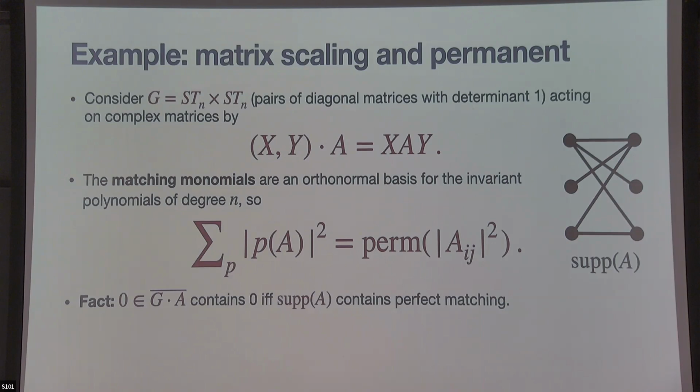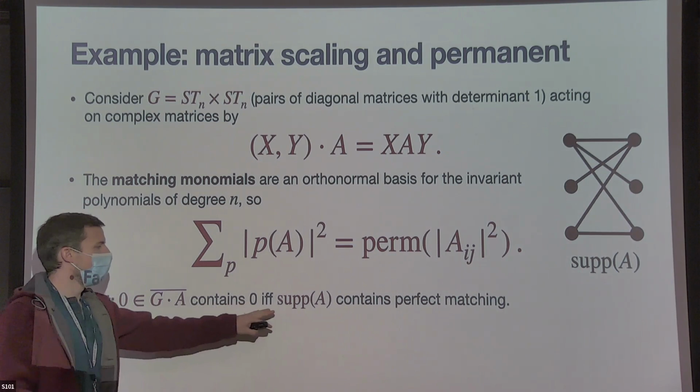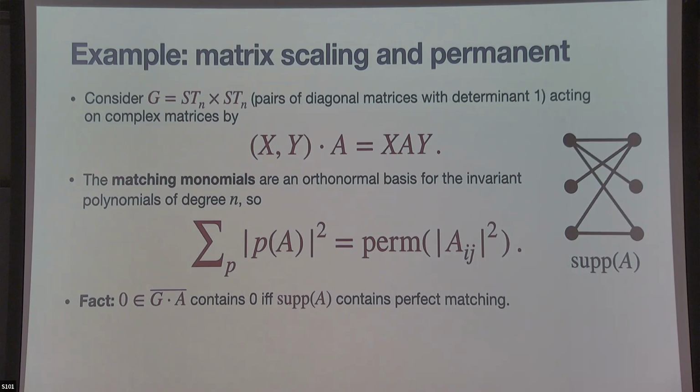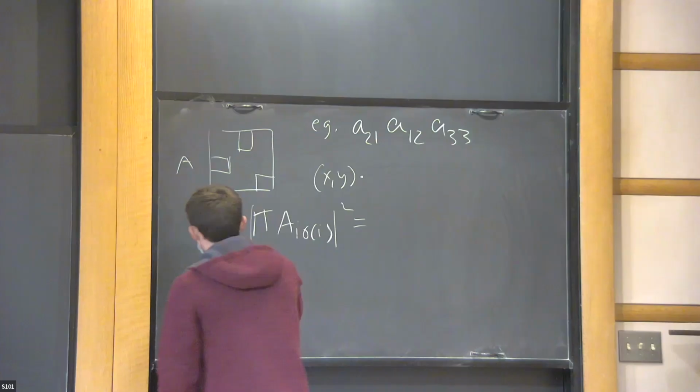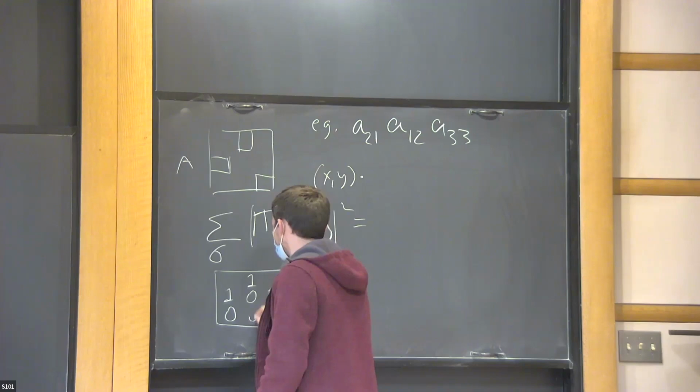And it's a neat fact, which comes from this corollary that I mentioned, that zero is in the orbit closure if and only if, sorry, this is a typo, if and only if the support of this matrix, which just means the non-zero pattern viewed as a bipartite graph, contains a perfect matching. If you have your matrix, you can think of the support, for example, maybe a matrix looks like this. It is the bipartite graph it represents.